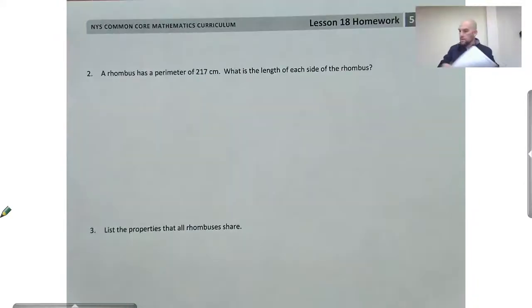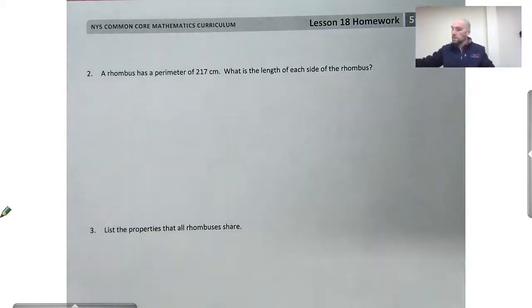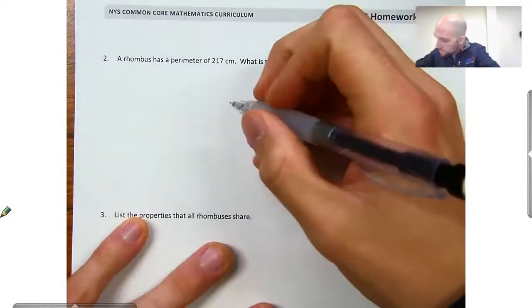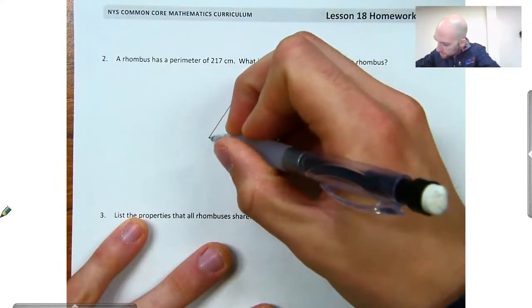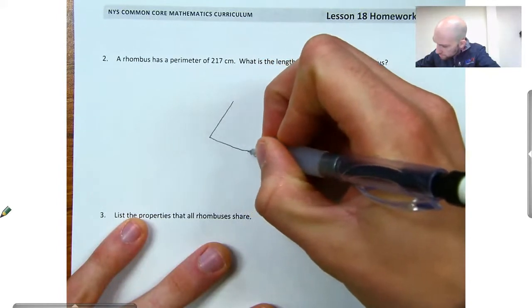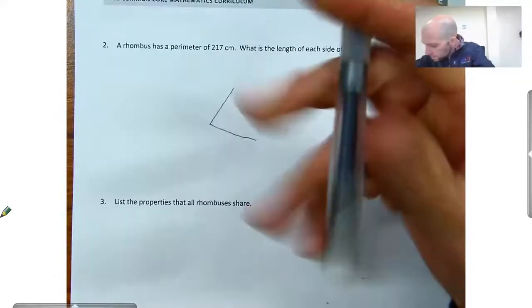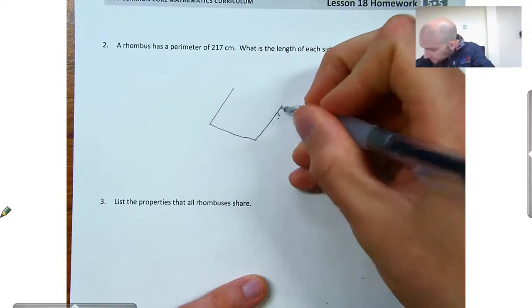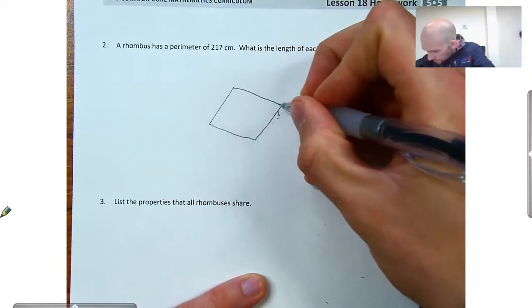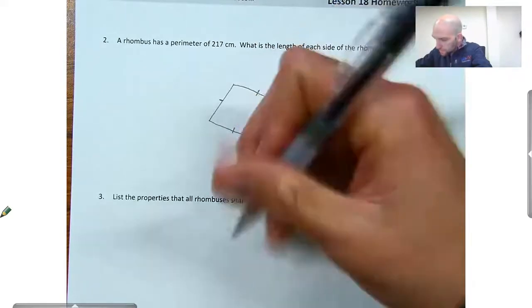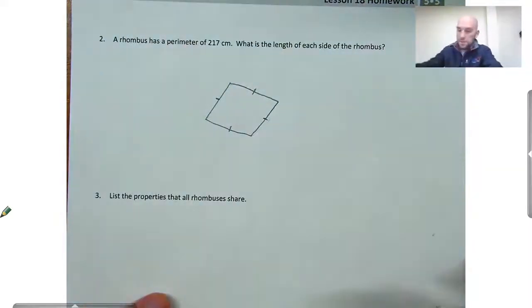All right, so let's look at a kind of word problem here. It says a rhombus has a perimeter of 217 centimeters. What is the length of each side of the rhombus? I'm going to draw myself a rhombus here. Let me draw my sides here. Parallel sides here. I'm going to draw kind of like that diamond-shaped rhombus that we had before. And we know that all of our sides have to be equal. And this one does not have right angles.